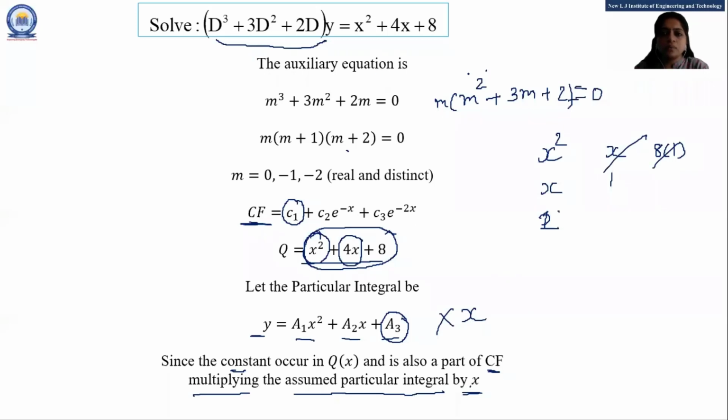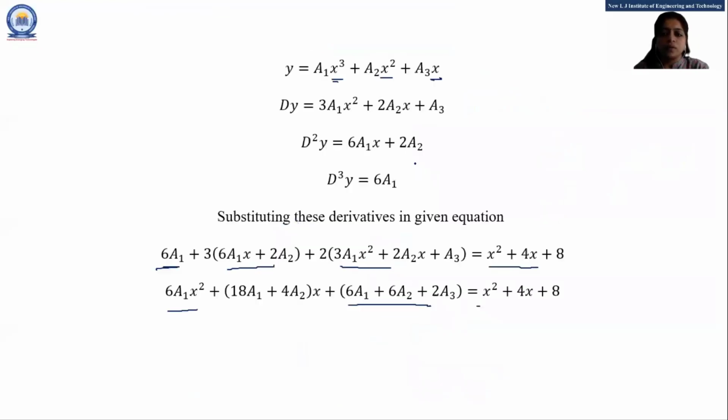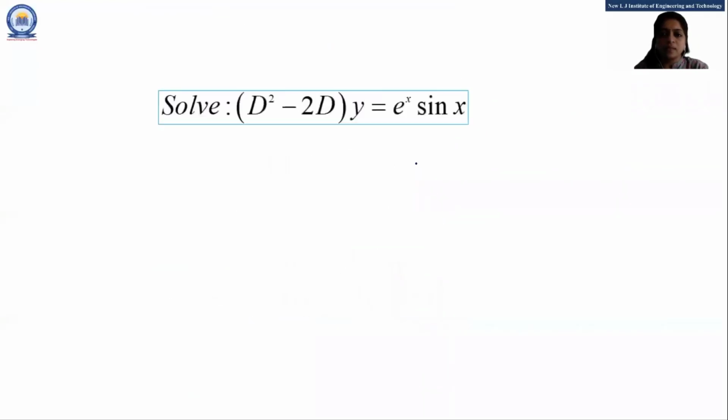Any doubt, students? Any doubt about this example? If you have any doubt, let me ask. If you have no doubt, give your response that you have no doubt. Okay, thank you. Answers are coming that they have no doubt. Thank you, students. Let's move with one more and final example.